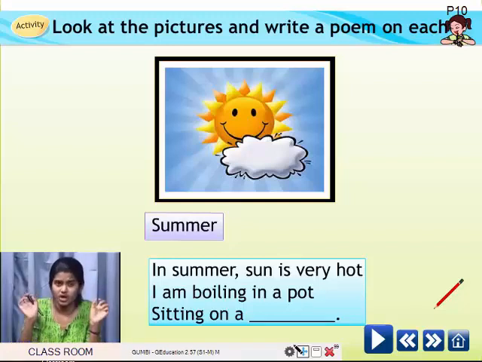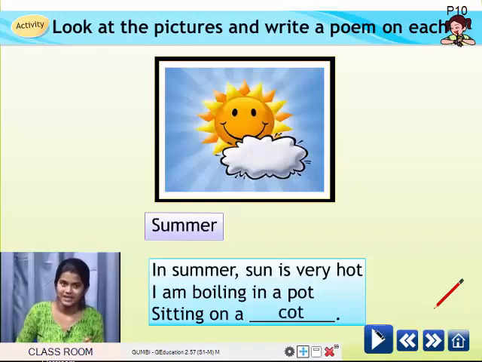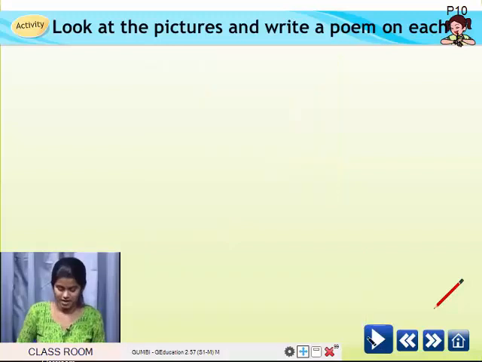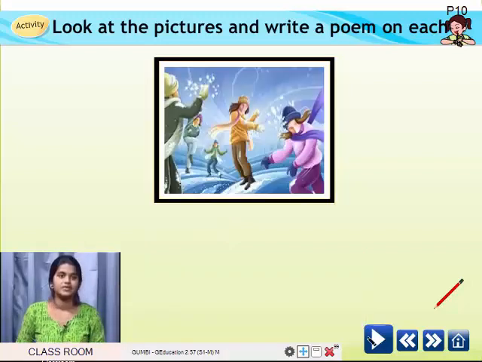I'll read it once again. In summer, sun is very hot. I'm boiling in a pot, sitting on a dash. Hot, pot? Correct. It is sitting on a cot. Cot. In summer, sun is very hot. I am boiling in a pot, sitting on a cot.